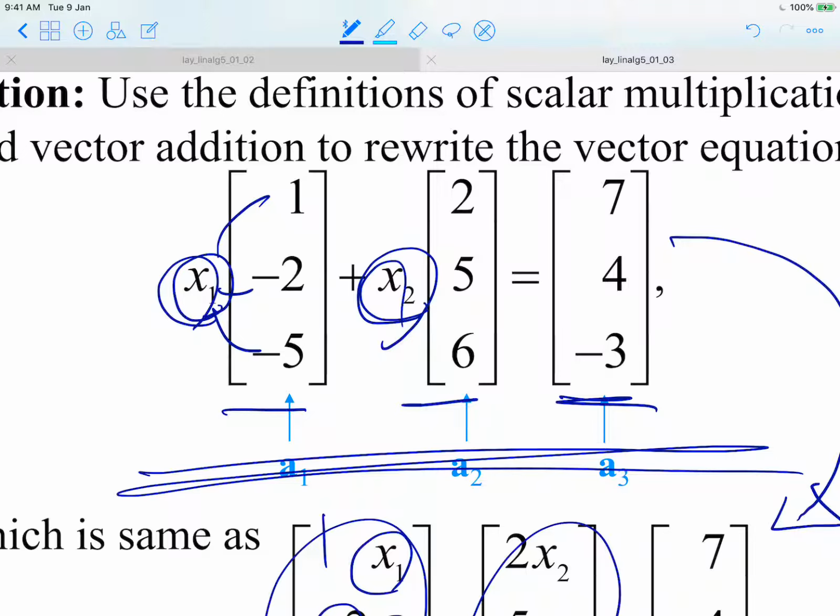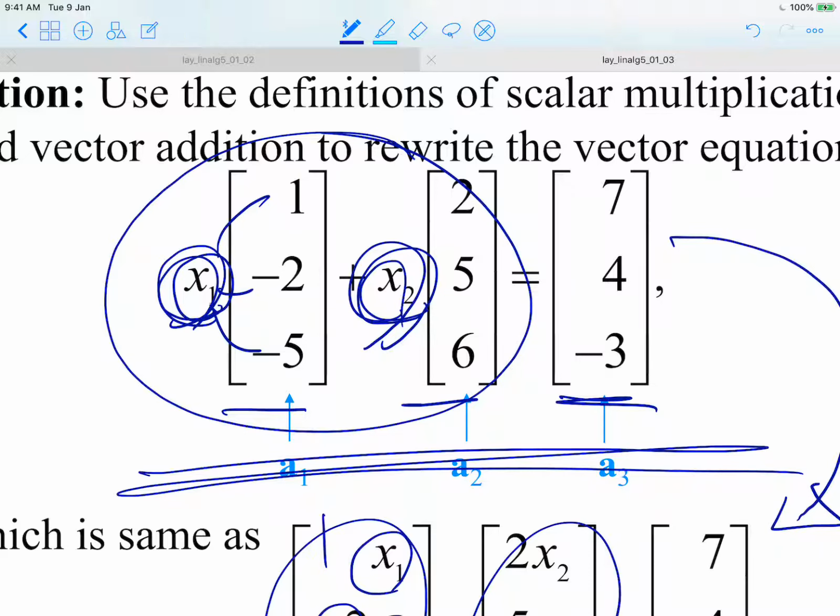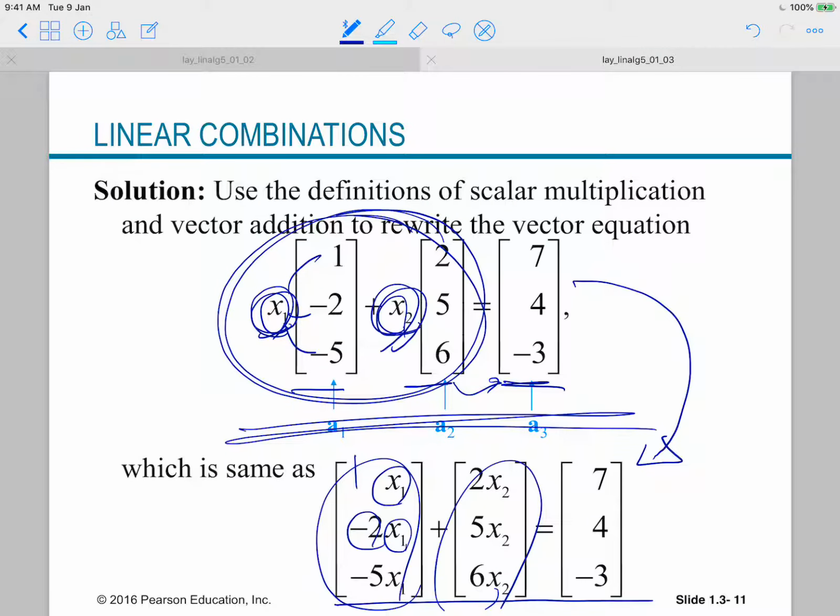The variable is actually the scalar multiple of each vector that we are given. So overall, we want to obtain this linear combination, right? And in order to obtain this linear combination, we want to determine this scalar multiple of each vector in a way that their sum is equal to a given vector.